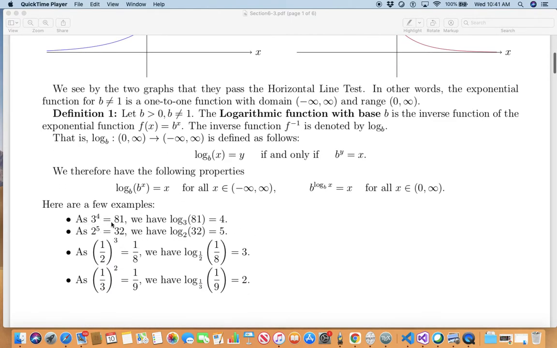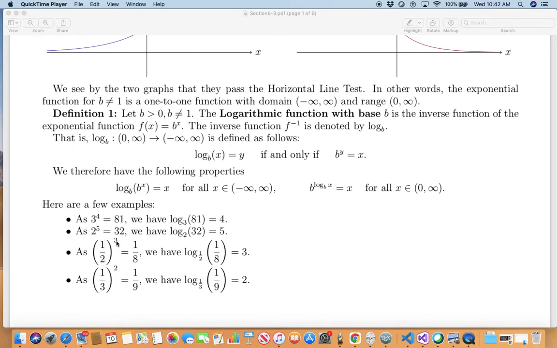All right. So here are a few examples. As 3 to the 4 is 81, we have log base 3 of 81 is 4. You see, this is exponential, this is logarithm. So 3 to the 4 is 81. So log base 3, so base is 3, right? And that's what the log base b has to be. So log base 3 of 81 is 4. Likewise, 2 to the 5 is 32. Base is 2, so log base 2 of 32 is 5.